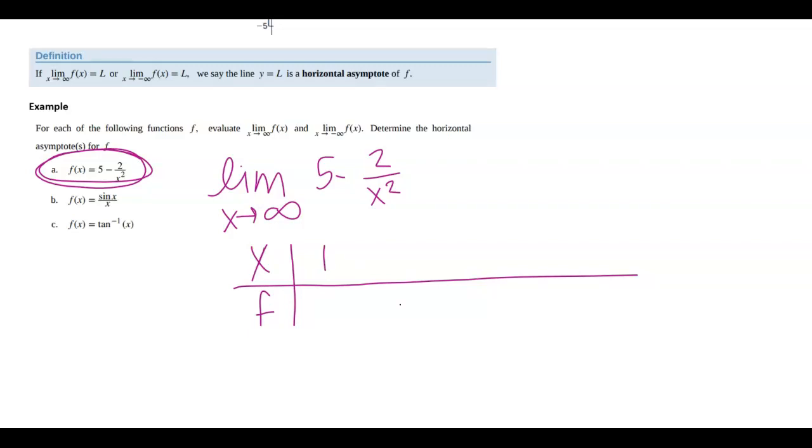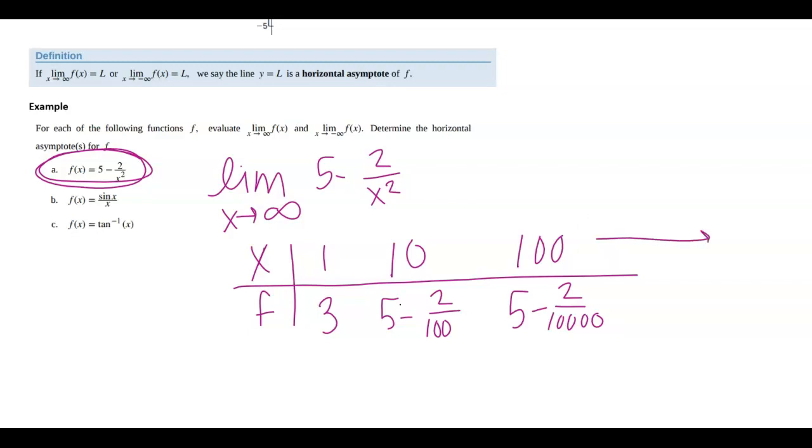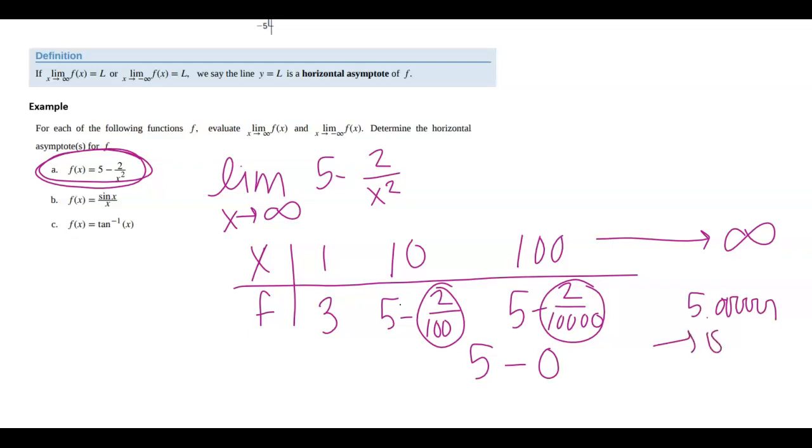If I plug in 1, I get 5 minus 2, I get 3. If I plug in 10, then I get 5 minus 2 over 100. I'm purposely not going to simplify this. If I plug in 100, I get 5 minus 2 over 10,000, and so on and so forth. So as x is going to infinity, I'm going to have 5 minus something that gets ridiculously small, or 5 minus 0. And so you'll notice that this ends up getting to like 5.000001 or something like that, or it gets really close to 5.